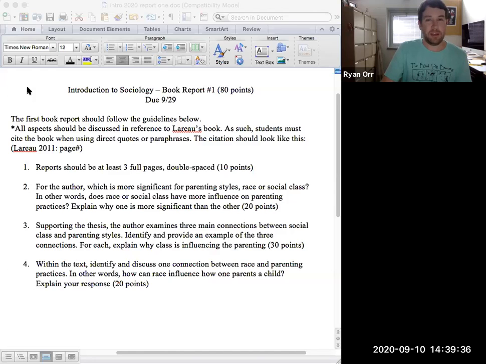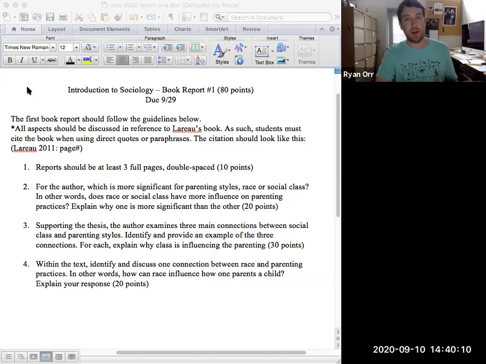So number 3 asks you to look at the 3 main connections that she highlights between the class background of the family and the different parenting styles. And again, this is how I organize our lectures for our Tuesday's class, our next Thursday, and the following Tuesday. I break up our lectures in reference to each of those 3 connections. And I'm basically following how she organizes her book.